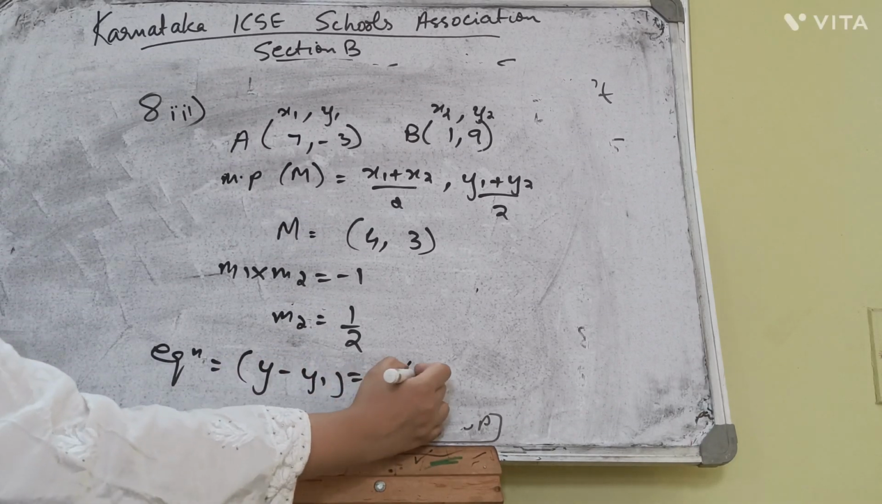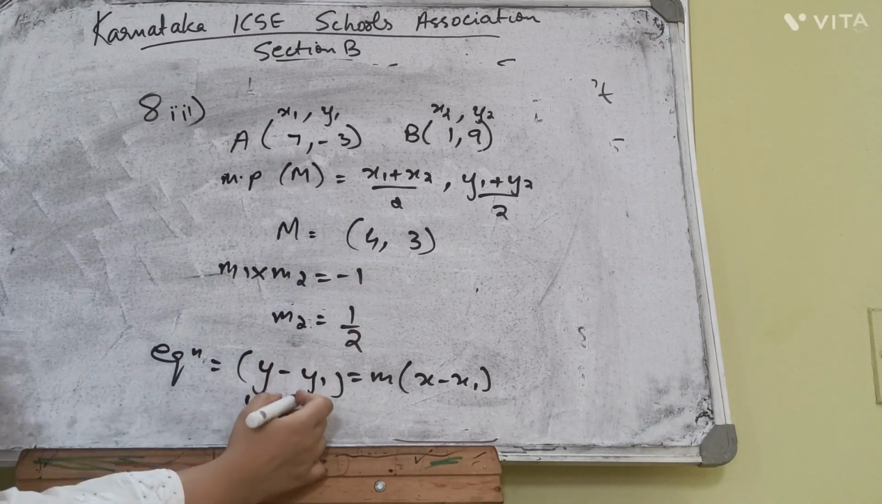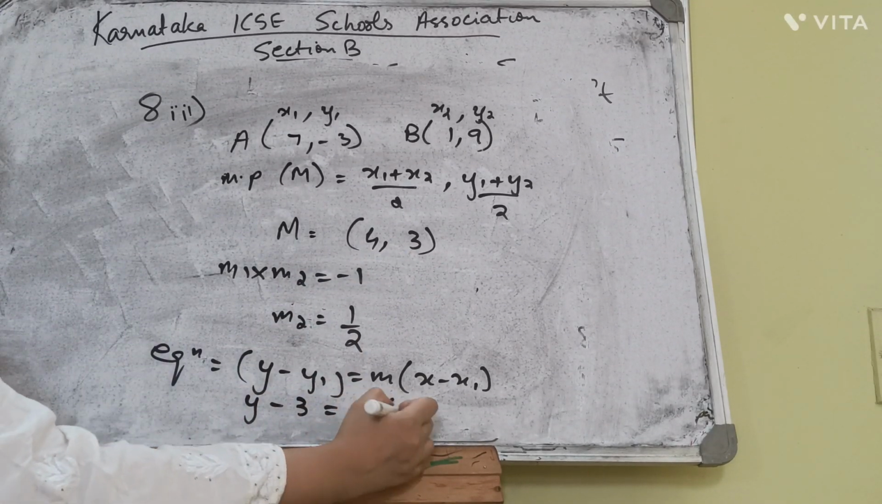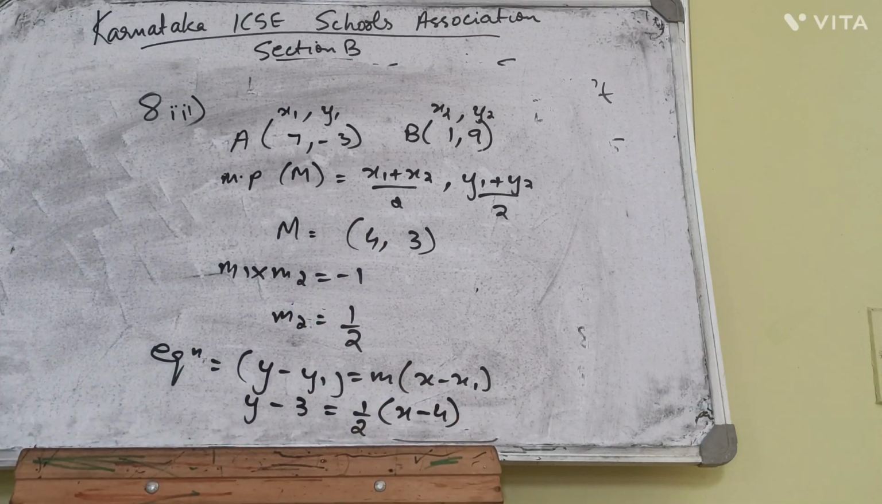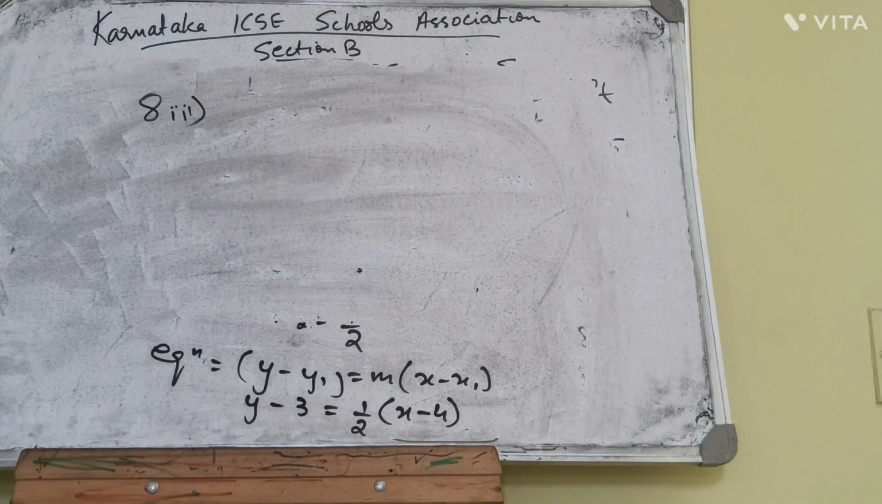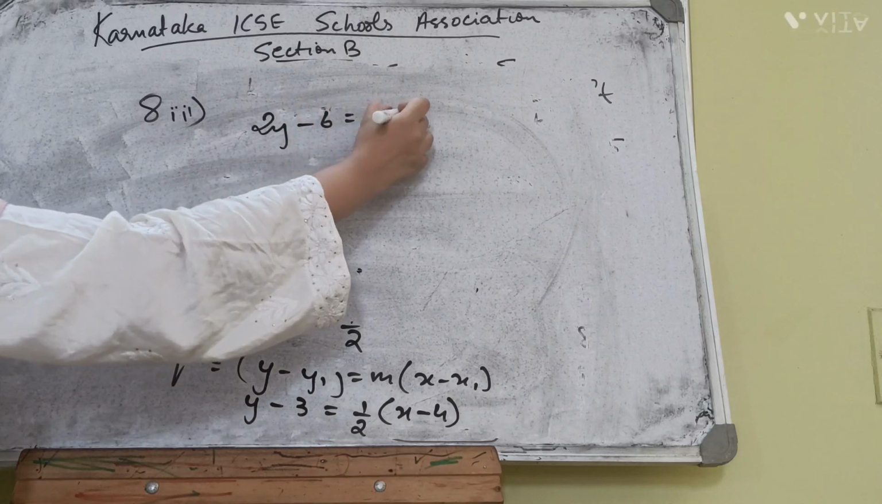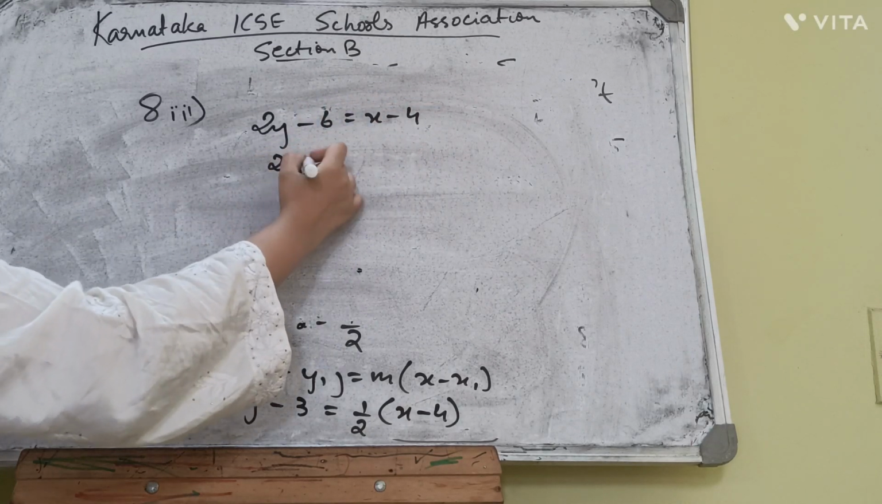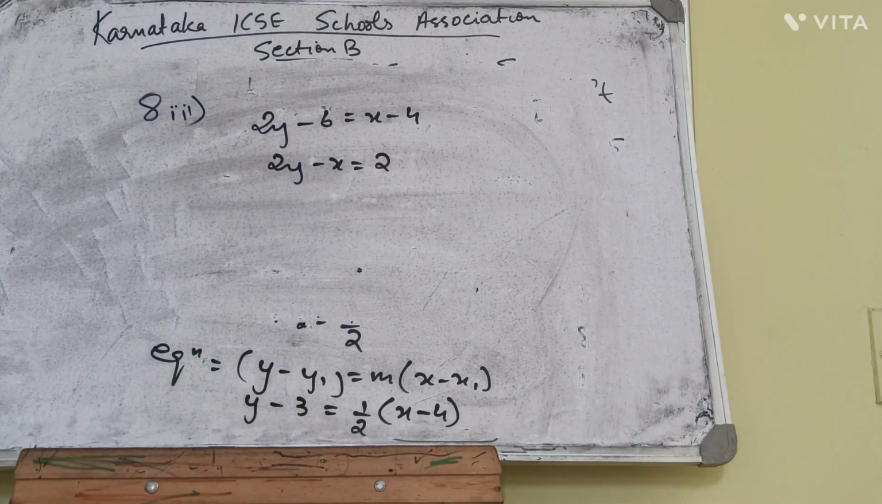So therefore the equation will be y minus y1 equal to m into x minus x1. y1 is this 3, m we have as 1 by 2, x minus 4. Cross multiply this, so you get 2y minus 6 is equal to x minus 4. 2y minus x, this minus 6 goes there, so plus 2. So this is the equation of our line.